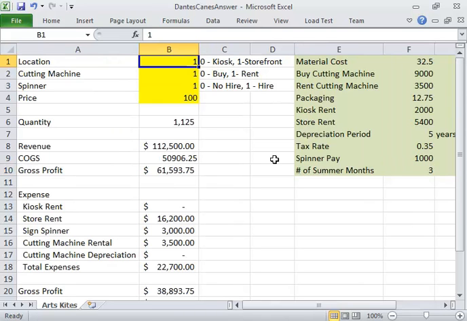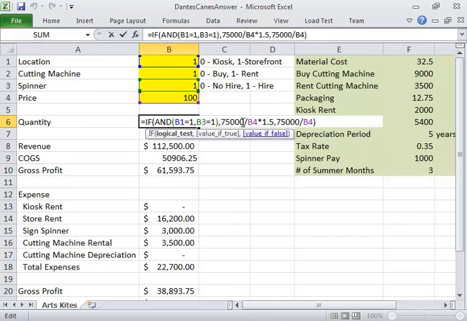So this is a case where we needed to use the AND function inside of our IF function. So my quantity equation looks like this. If AND B1 equals 1 and B3 equals 1. If the location is storefront and we're hiring a sign spinner, then the quantity sold is the 75,000 divided by price times 1.5. We're increasing it by 50%. Else, it's 75,000 divided by B4.